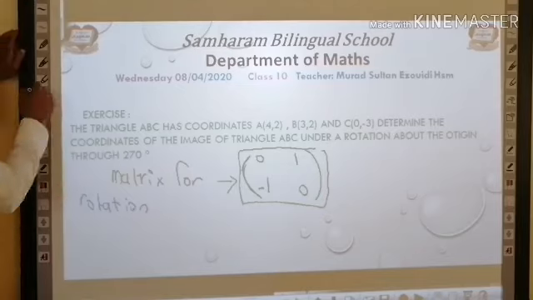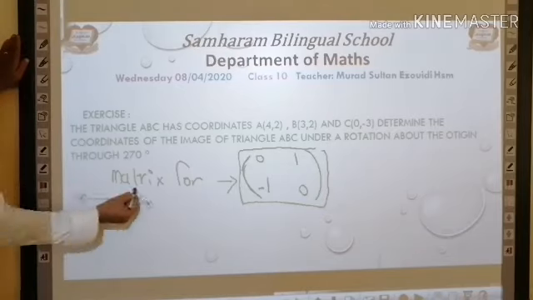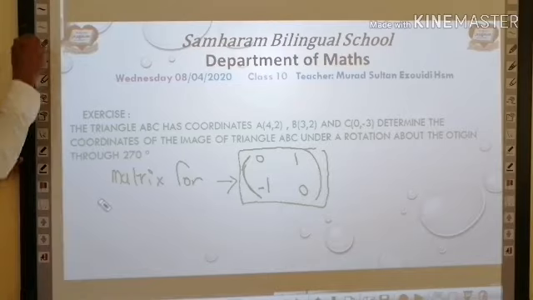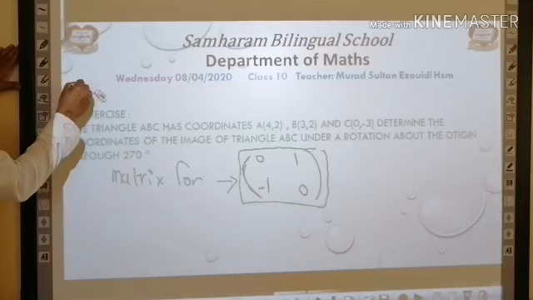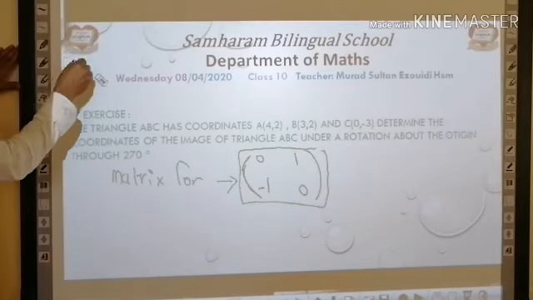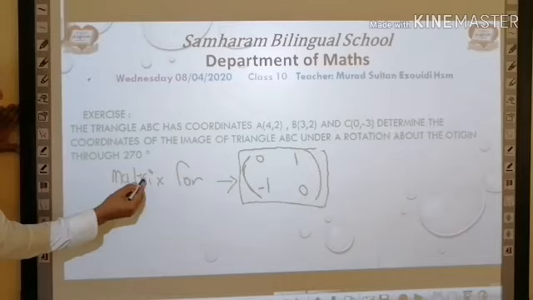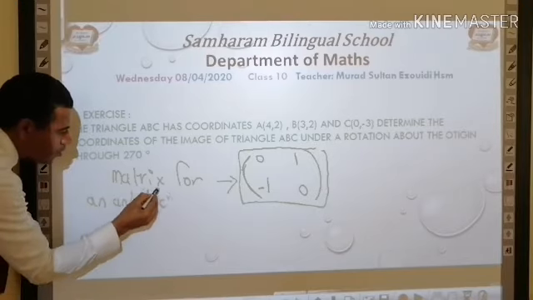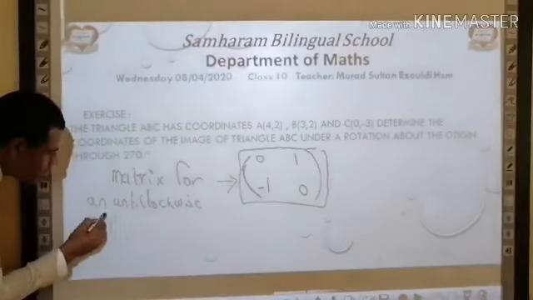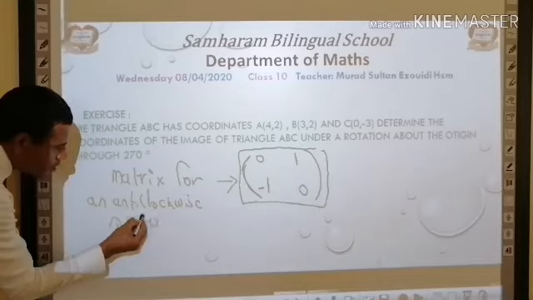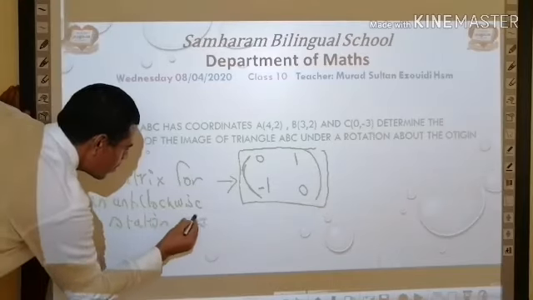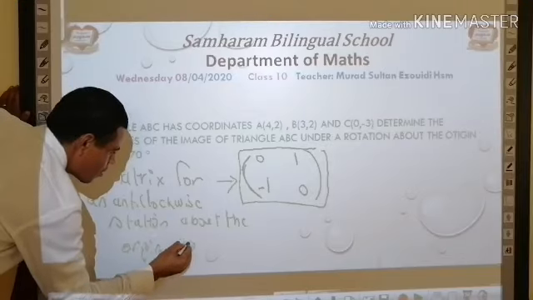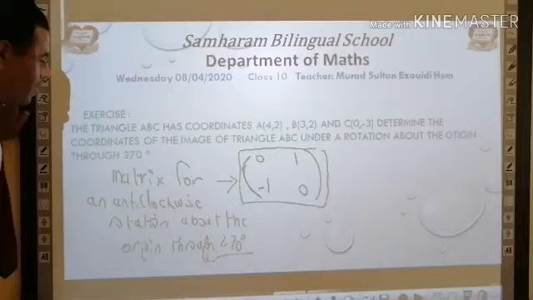Okay, we can write it like that. We told that the matrix for an anti-clockwise rotation about the origin through 270 degrees. Okay? This is the matrix.